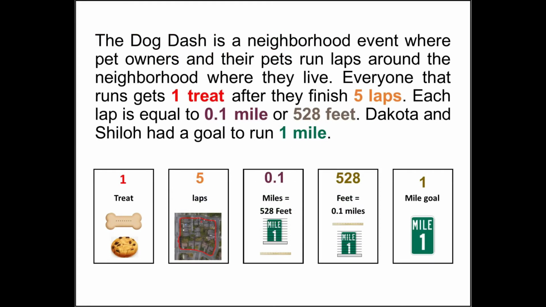You should have noticed the number 1 for 1 treat. You should have noticed the number 5 that represented 5 laps. You should have noticed the number 1/10 written as 0.1, and it represents how many miles are the same as 528 feet. You should have noticed the number 528 feet, and that represented 1/10 of a mile. And finally, you should have seen the number 1, which represented 1 mile goal.